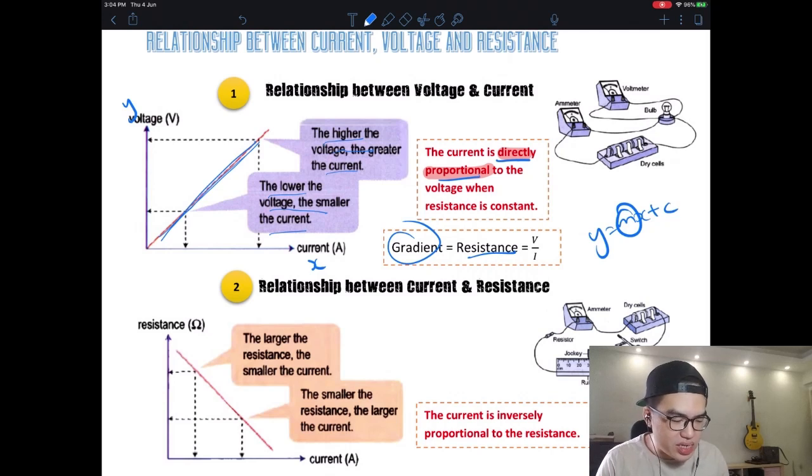Okay, and then the c is 0. Okay, so the m here is resistance. I'm not sure you have learned this before.